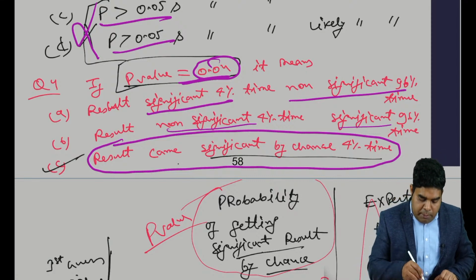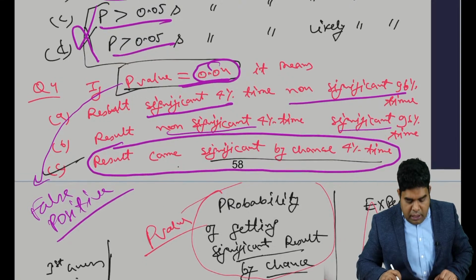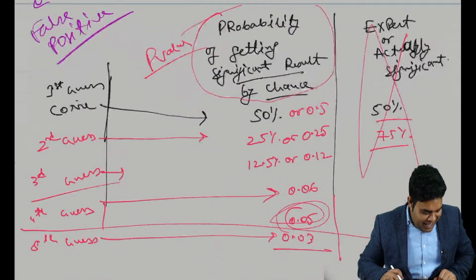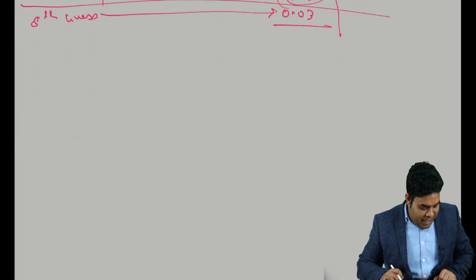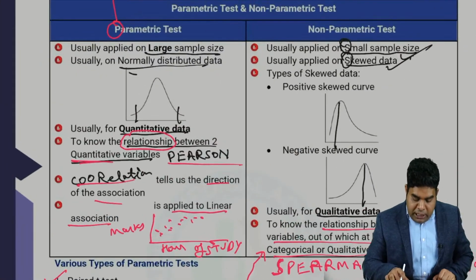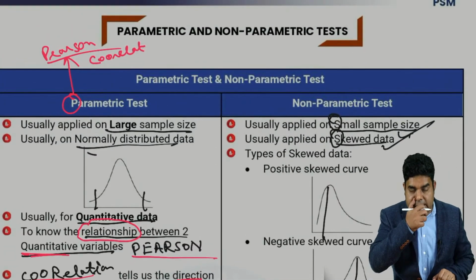Okay, and do remember, p-value always means false positive. I hope this topic is clear to all of you. Now, we are done with this part of biostat. But there is one more small thing, parametric and non-parametric tests, which we usually do not revise, so do revise.